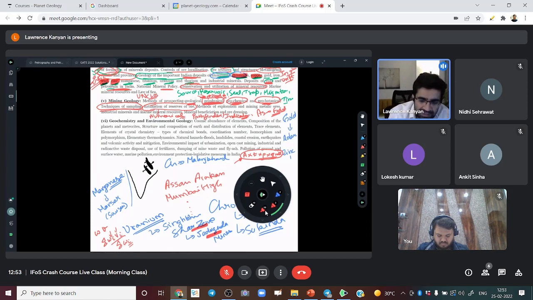Methods of exploration and mining of metallic ores. This one is basically the same as methods of prospecting only. So exploration that you'll go.